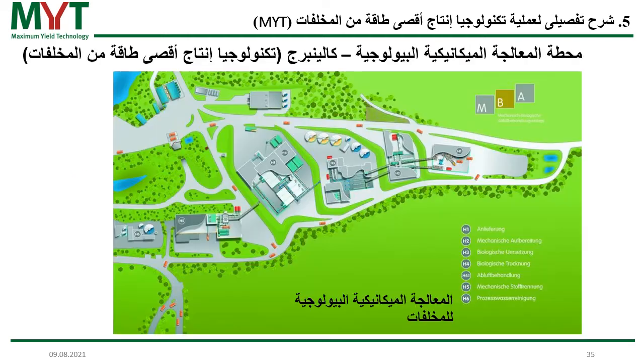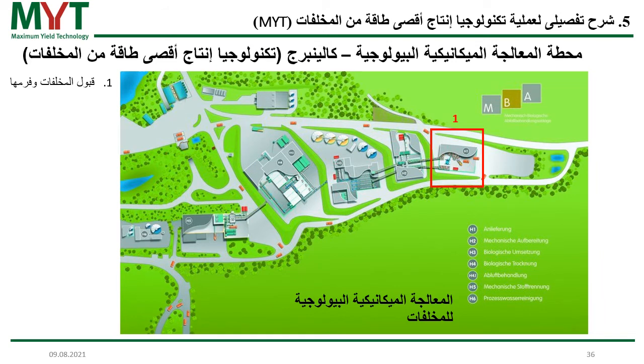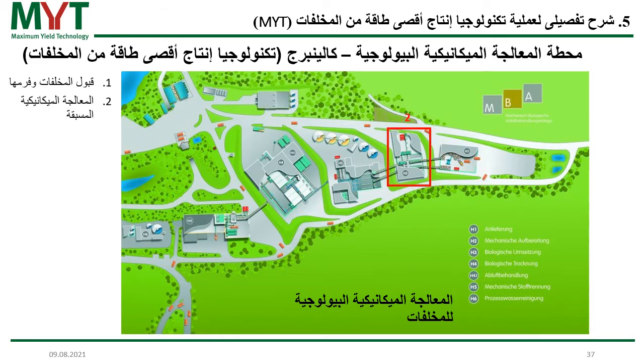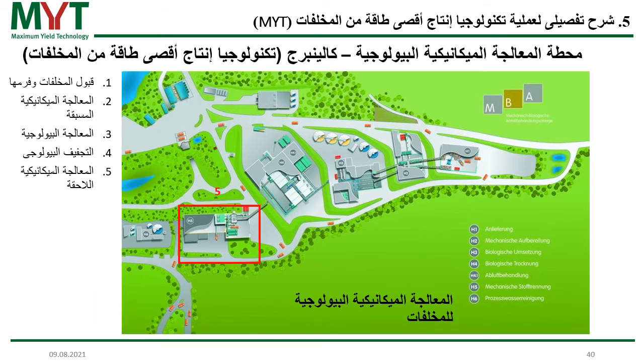So let's have a look at the different steps. So here, this is step number 1, waste acceptance. The next one is step number 2, which is the mechanical pre-processing or the mechanical pre-treatment. Then we have step number 3, the heart of the facilities, the biological treatment, and on top of this red box you see the biogas fermenters already. Then we have step number 4, which is the biological drying process, and step number 5, mechanical post-treatment.